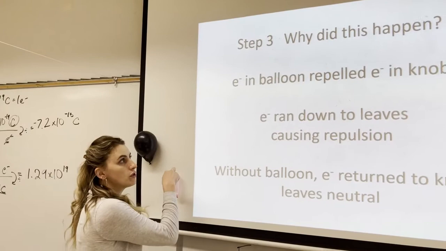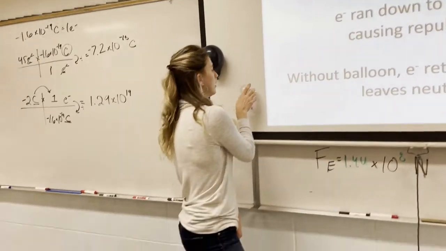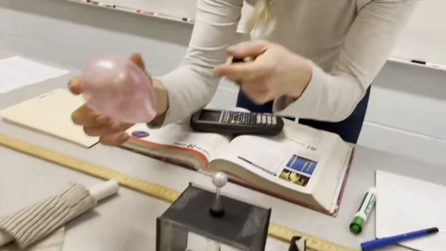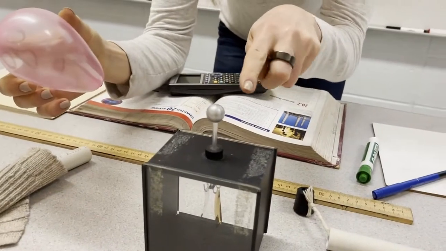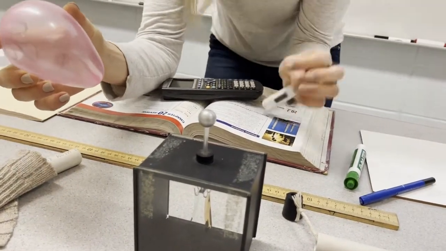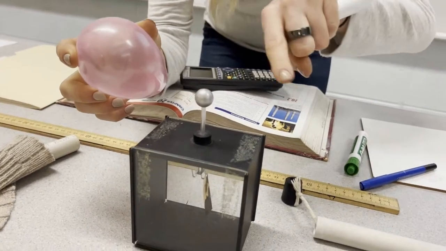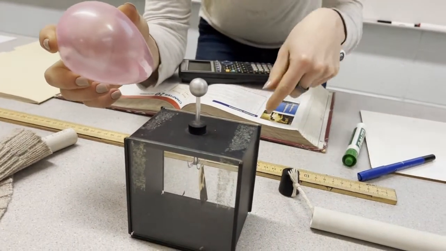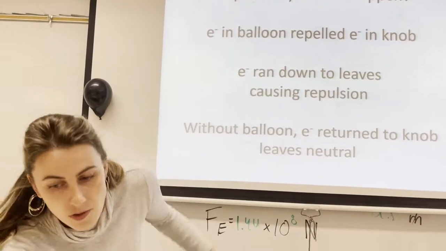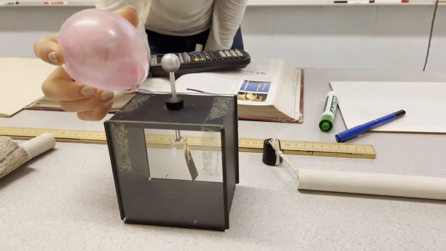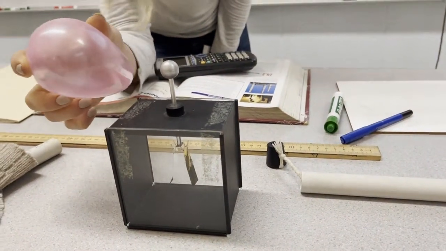Electrons in the balloon repelled electrons in the knob, right? So this is really negatively charged, and in here pretend there's 4 positives and 4 negatives. As I come closer, the electrons in the knob run away down to the bottom of the leaves. The electrons ran down the leaves, causing repulsion, because now there's more negative down in the leaves.